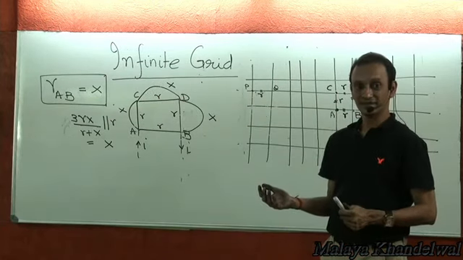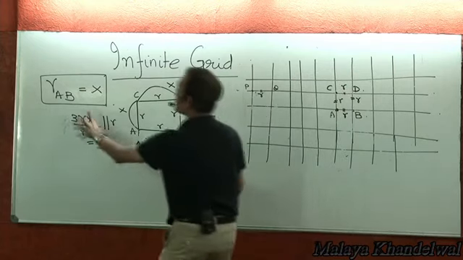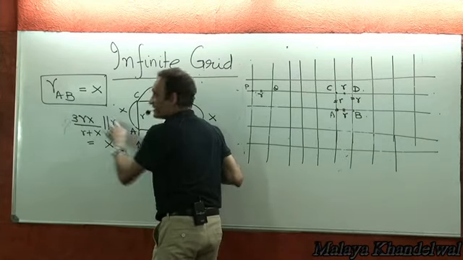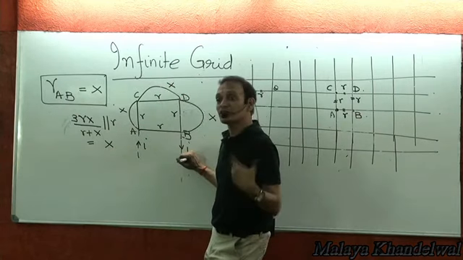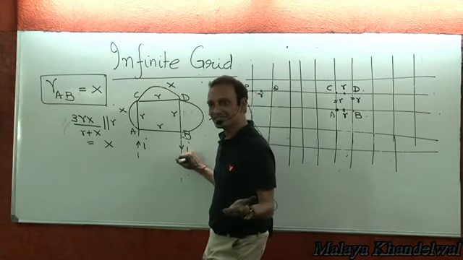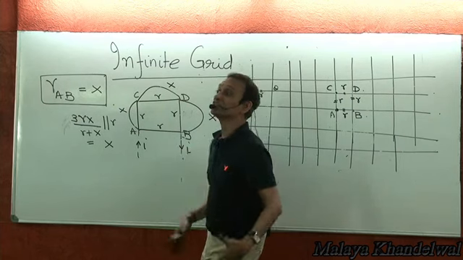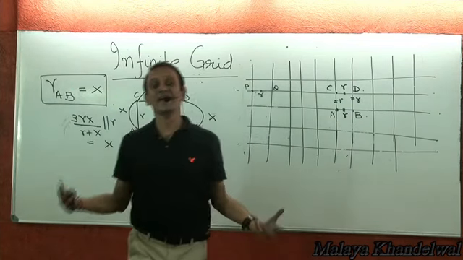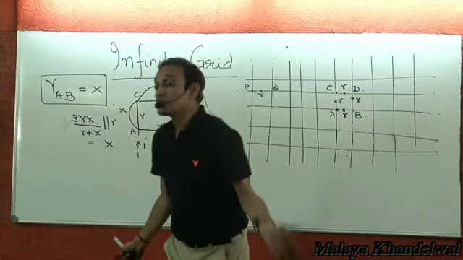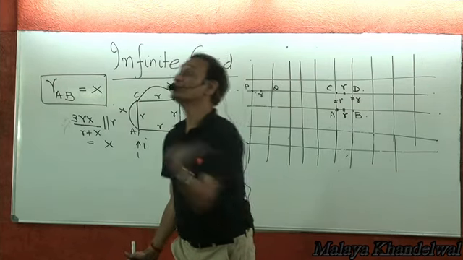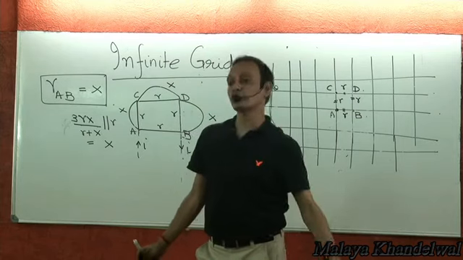Right? That means this into this divided by this plus this will give me x. And you can solve for x. You get a quadratic in x. And you'll get the equivalent resistance across A and B. This will turn out to be r by 2. Small r by 2 will turn out to be the solution to that quadratic.